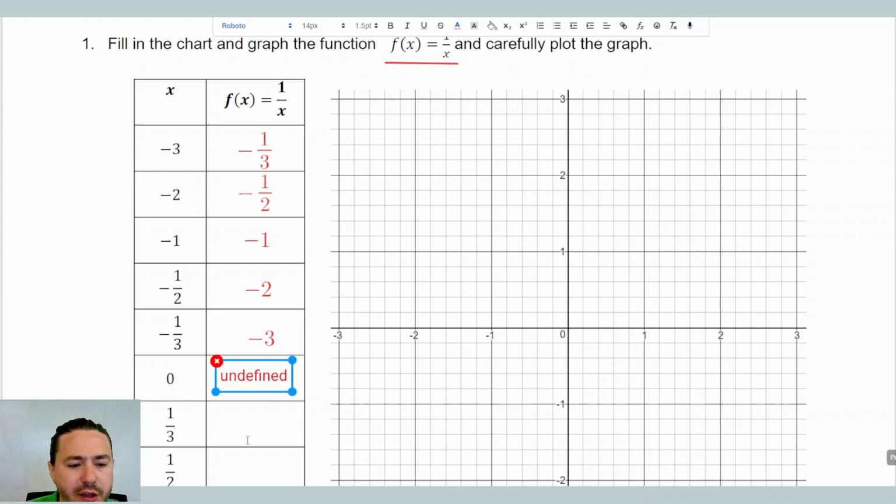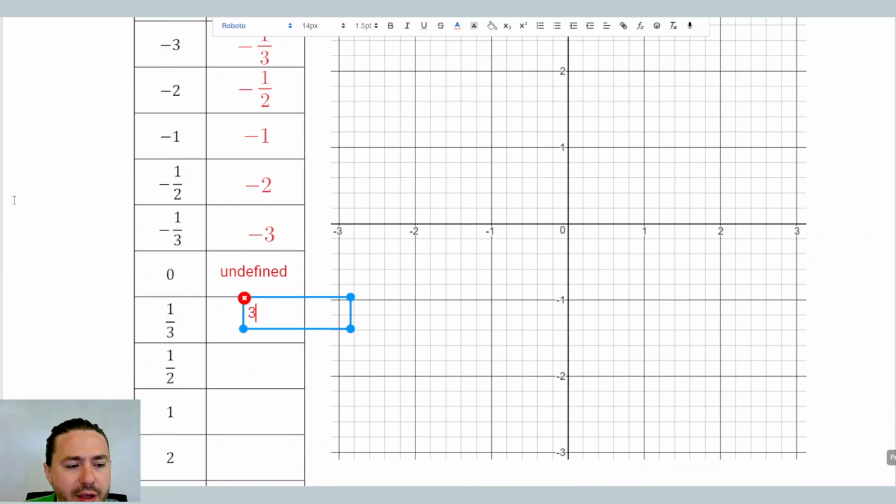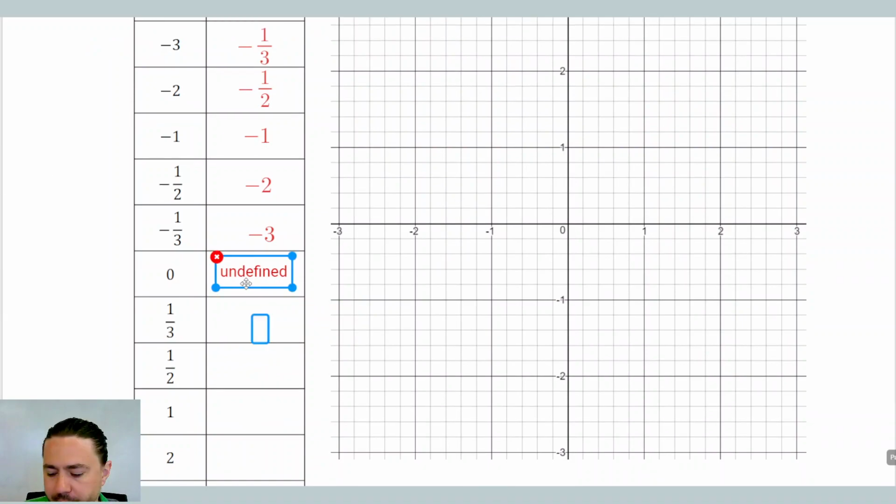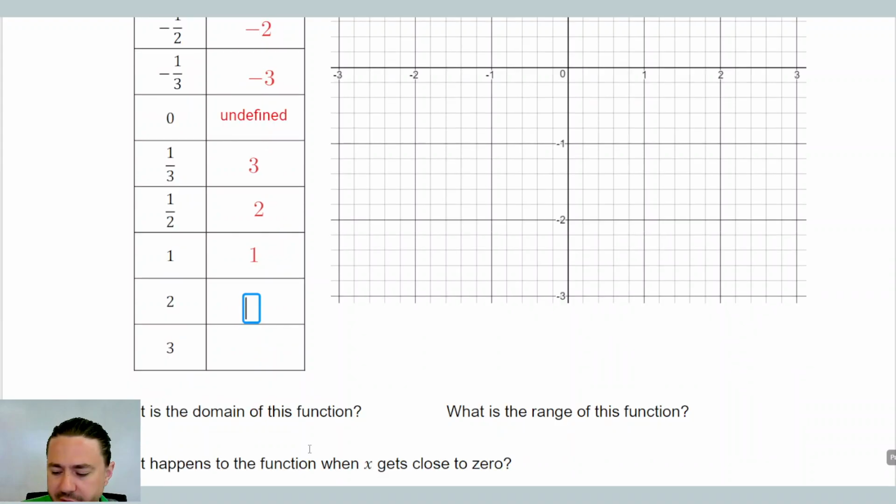If I plug in 1/3, I'm going to get +3. If I plug in 1/2, I'm going to get +2. If I plug in 1, I'm going to get just 1. And if I plug in 2, I'm going to get 1/2. That looks like we got one more. If I plug in 3, I'll get 1/3.